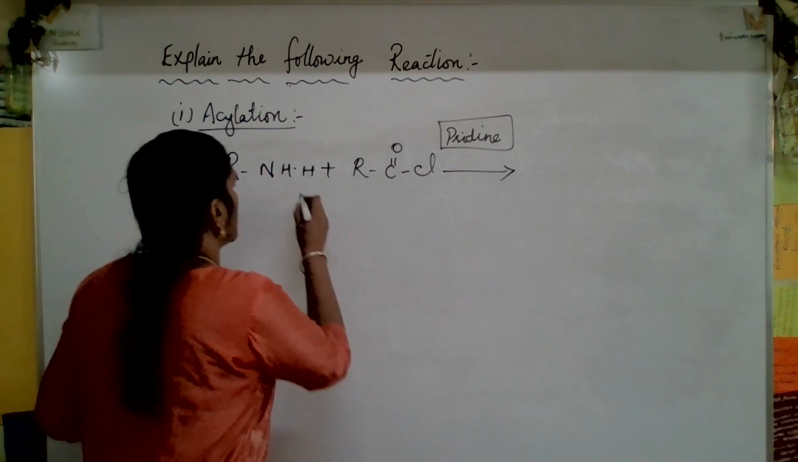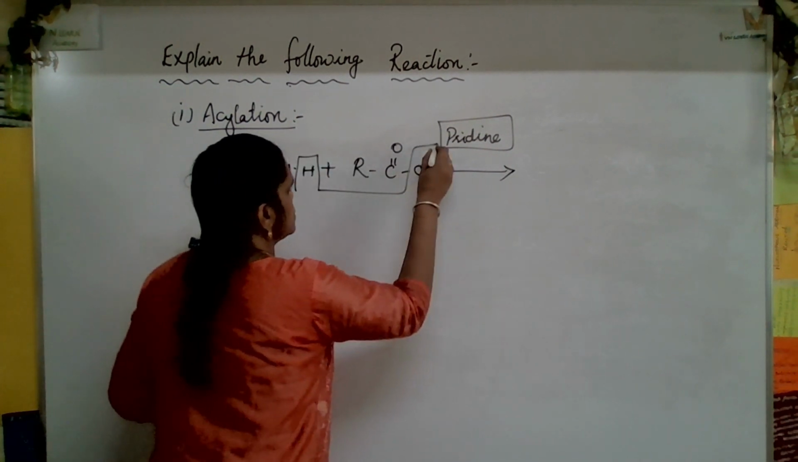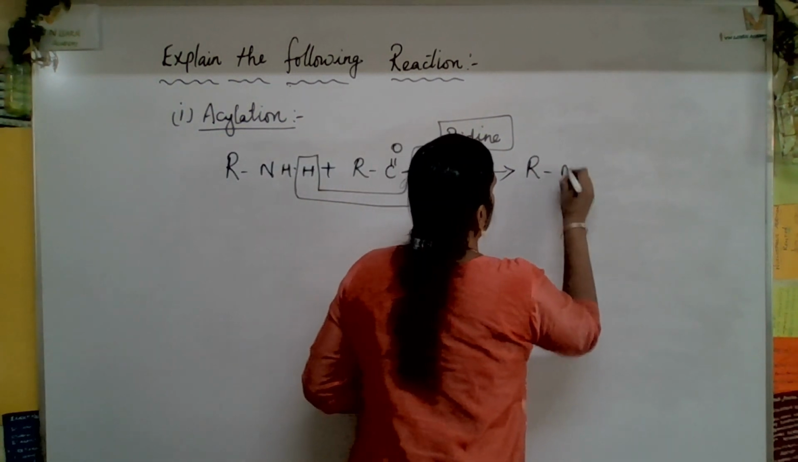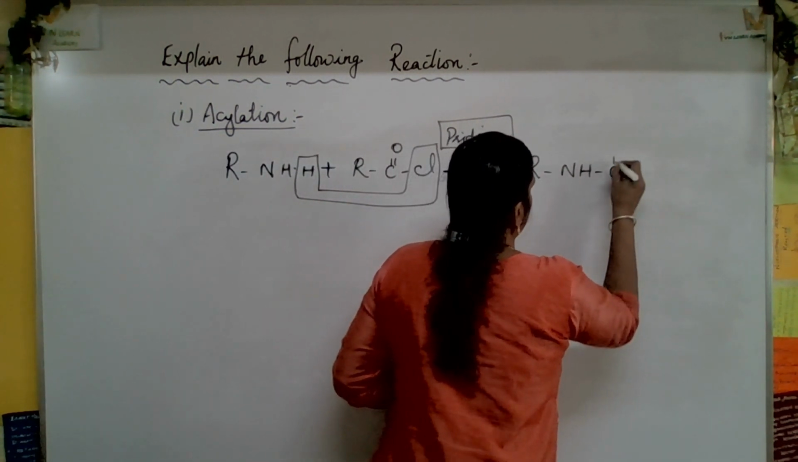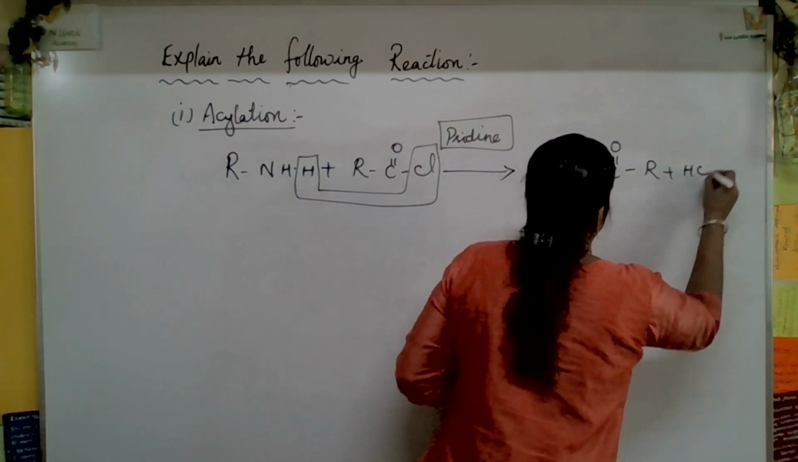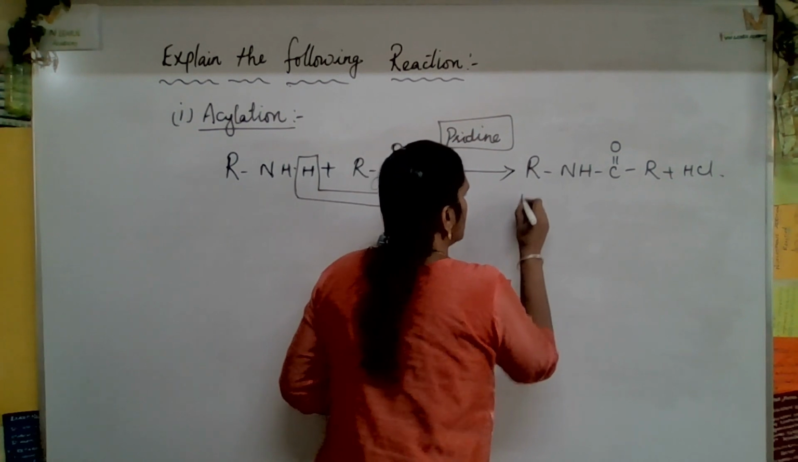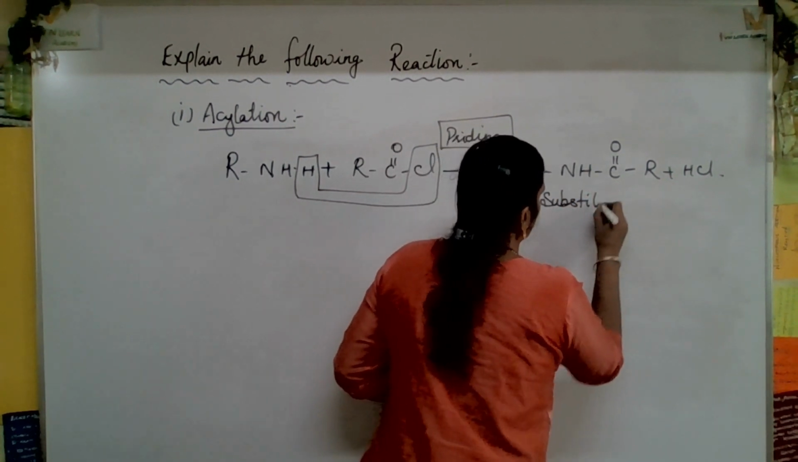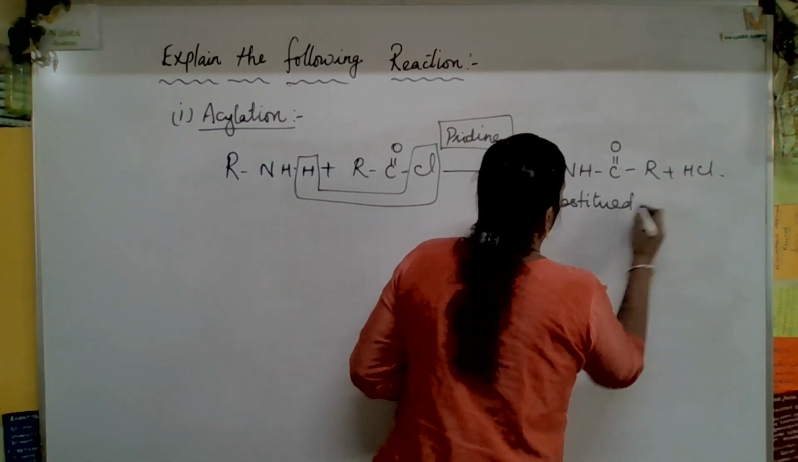Now what is the product you will get? The Cl is removed with the H, and we get RNH-C double bond O-R plus HCl. So what do we call this? N-substituted amide.